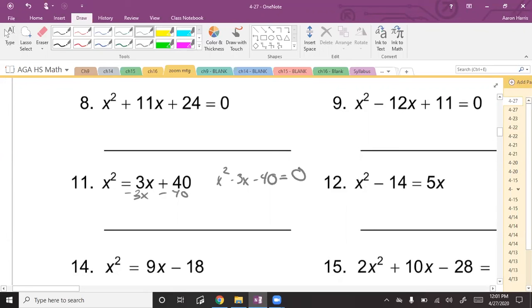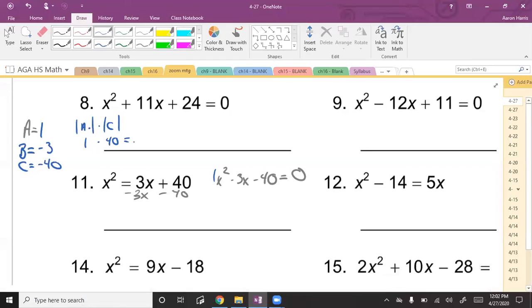Let's factor this. A is equal to what in this problem? Oh, it's a 1. B is equal to what? Negative 3. C is equal to what? Negative 40. Good. So here we go. A times C, using absolute values. So what is that? It's going to be 1 times negative 40, absolute value. Absolute value makes it positive, correct? All right. So 1 times 40 is what?